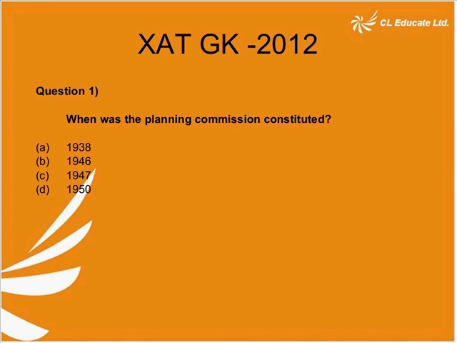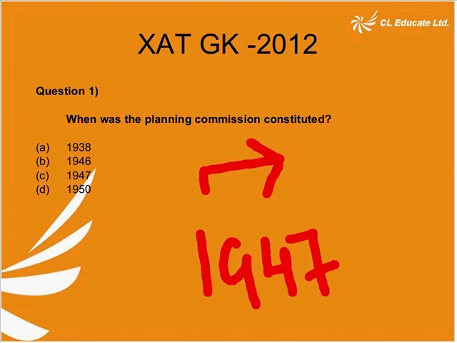Okay, fine. We had the answer. It was a very, very easy question. The Planning Commission was constituted only after independence. Before that, the Planning Commission was of the British government. So our own Planning Commission must have been constituted only after 1947. There is only one option left after 1947, which is 1950.